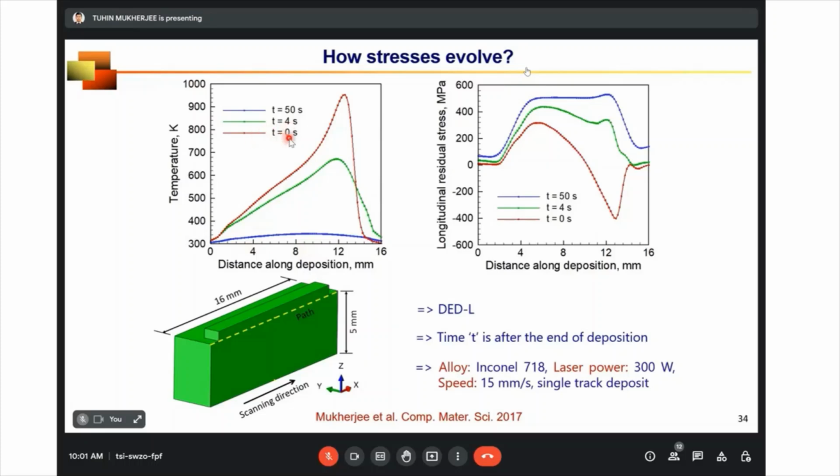So at t equal to 0, just after it finishes the deposition, temperature is the highest here in this location, because the laser beam moves from this location to this location, because the scanning direction is this. So at the end of the deposition, the temperature is the highest here. So material is the softest, and we know soft material cannot accumulate residual stress. So you can see the residual stress is the lowest here. But as time progresses, the temperature drops down, shown by this green line, and you can see that the stress is also increasing. And at the end, let's say after 50 seconds, where the temperature is almost like room temperature, we have a well-developed stress field, which we call residual stress.